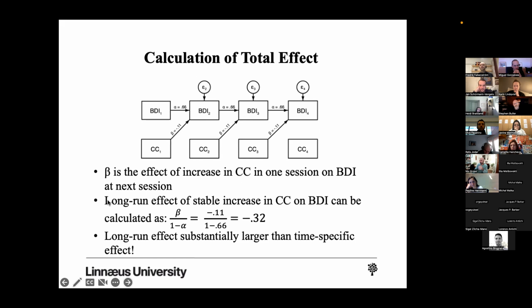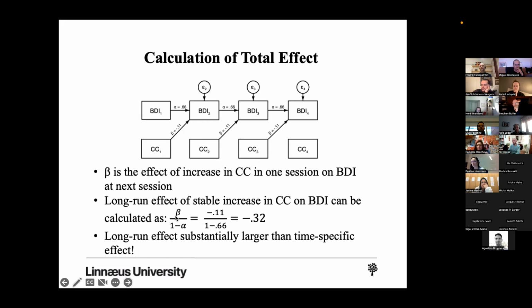And then it's also possible to calculate what we call long run effects, and that is what would happen if we got a stable increase in the predictor, the cognitions here. If we could raise, or maybe reduce, the distortion of cognitions over several sessions or weeks, then what would be the expected effects on the patient's depressive symptoms? And there's a formula for that, but it means that we kind of raise this variable one step, and then it keeps on being one step higher throughout the rest of the period here.